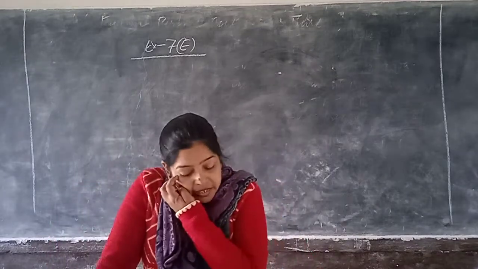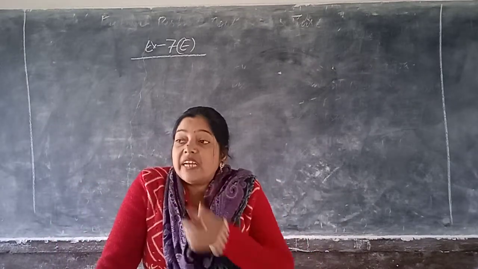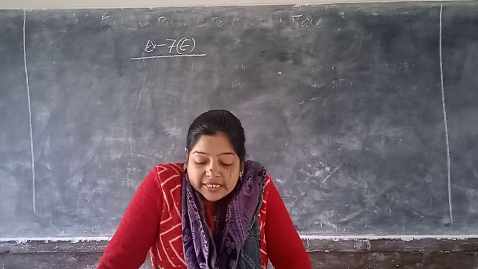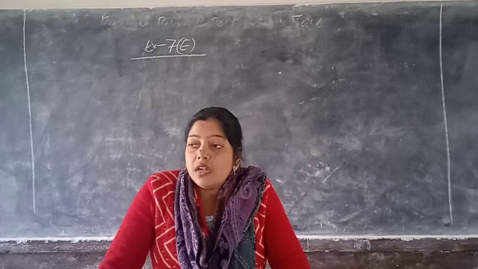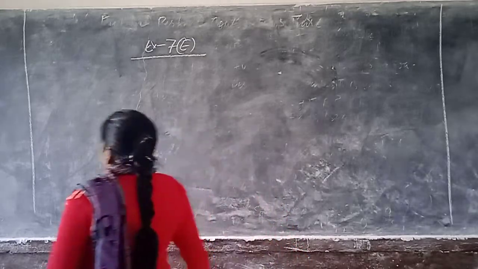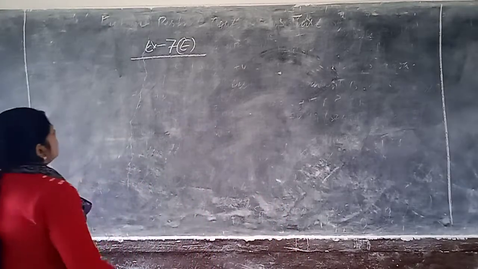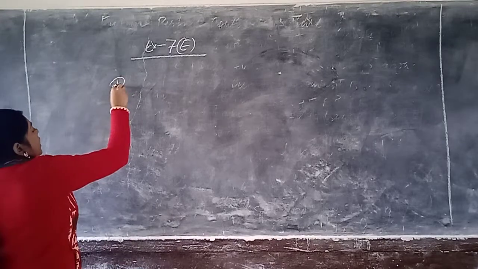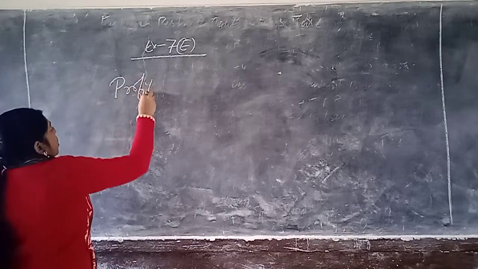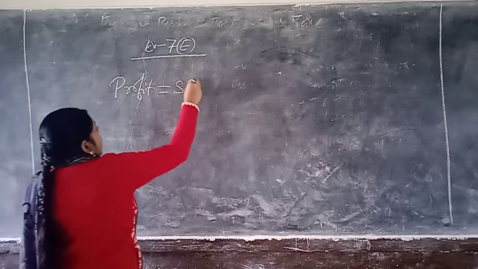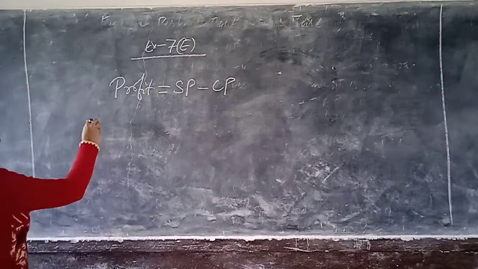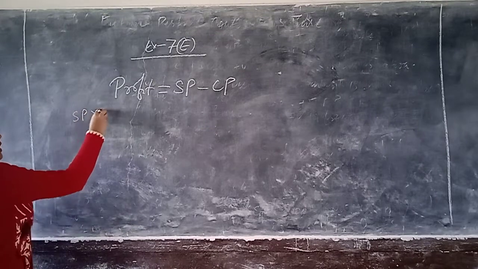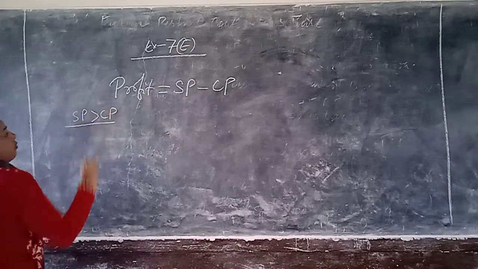So start the class for today. Exercise 7E, and 7E related to that chapter is profit and loss. So first we write the formula of this chapter. You know that profit equal to SP minus CP. Why? When selling price is more than cost price, that is called profit.